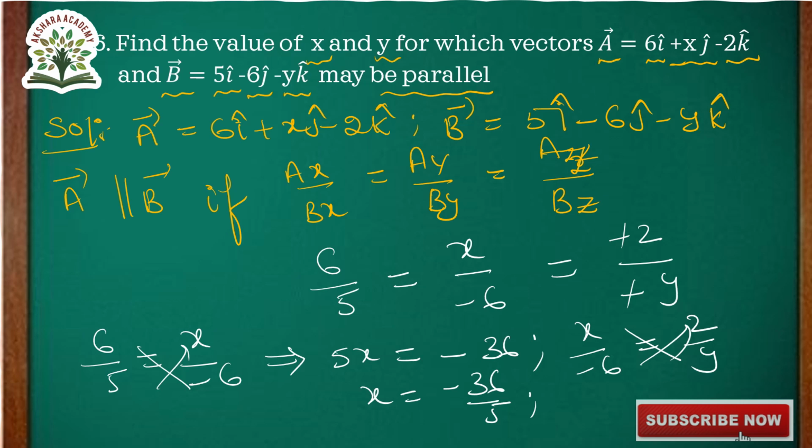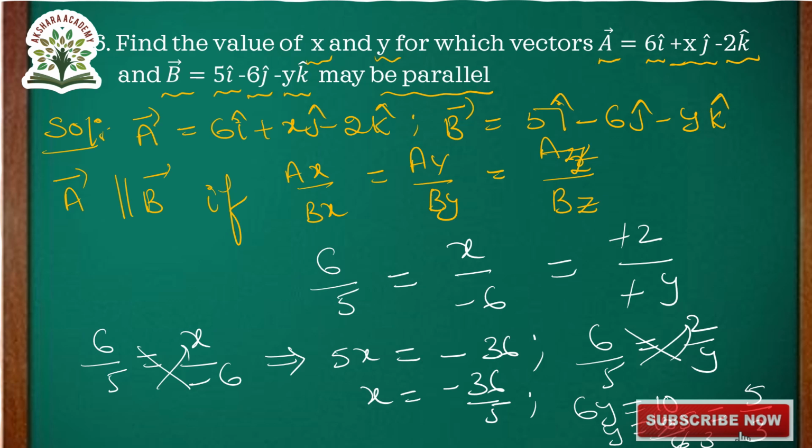Okay, now we are taking these two, finding the value of y. So 6 by 5 is equal to 2 by y. Now taking cross multiplication, y into 6, 6y is equal to 10, then y is equal to 10 by 6, which is equal to 5 by 3.